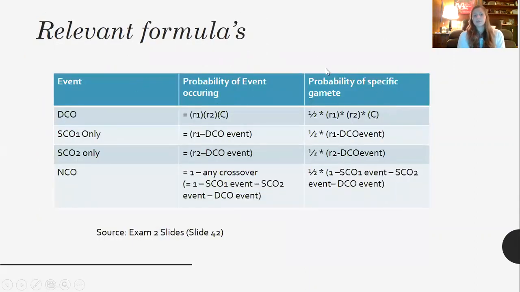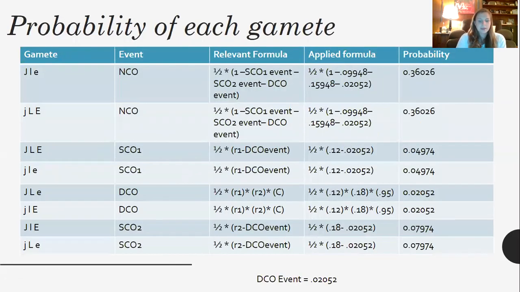These are the relevant formulas as taken from slide 42 of the exam 2 slides, and I will be using these to find the probability of each gamete. Here is my math representing each of the different gametes, and you can see I used the relevant formulas and inserted the numbers that are relevant to Chipper's case.